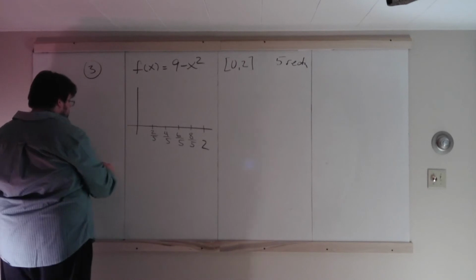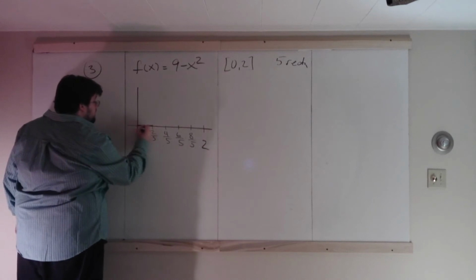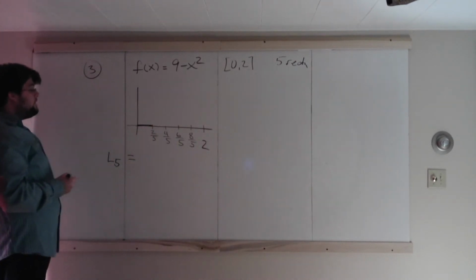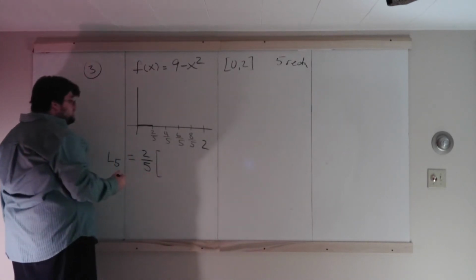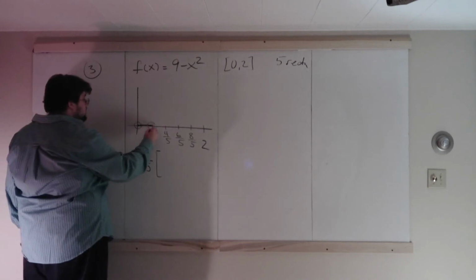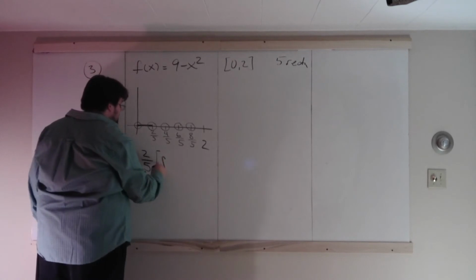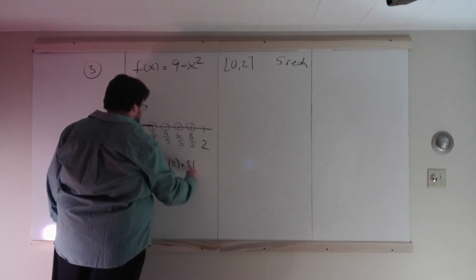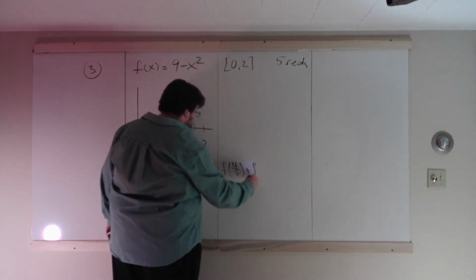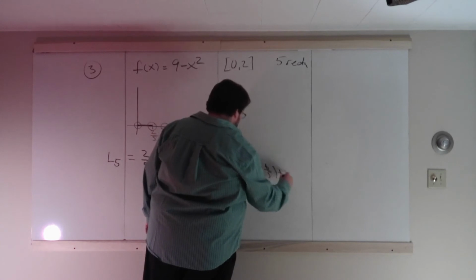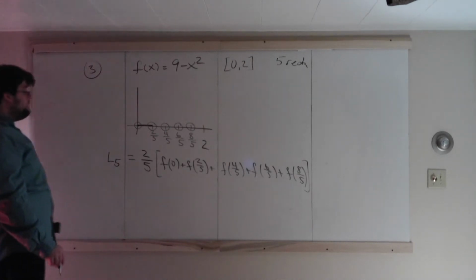Well, now we need the 2 approximations. So L5. The base is 2/5 in each case, so we'll write 2/5 and factor that out. The heights for the left approximation use the left endpoints. So we need f of 0 plus f of 2/5 plus f of 4/5 plus f of 6/5 plus f of 8/5. We stop at 8/5 for the left approximation.